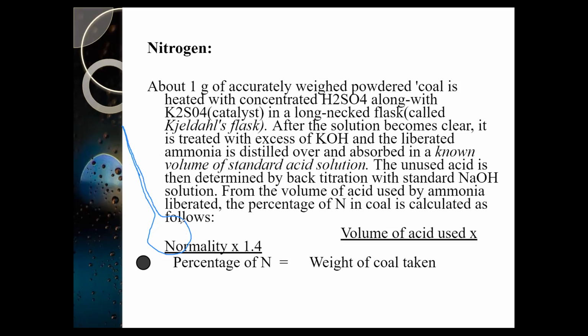Here we are using two chemicals. One of the chemicals is acting as a solvent, and the other chemical is acting as a catalyst. So which one is acting as a solvent here? Sulfuric acid is acting as a solvent, whereas potassium sulfate is acting as a catalyst. And what is the use of the catalyst? To increase the speed of the reaction.